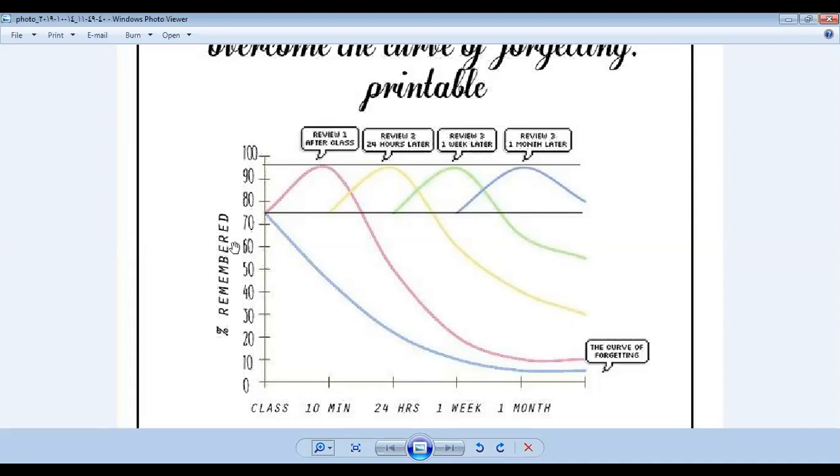So make it like this. Just revise your notes. Revise. Read your notes after you finish.